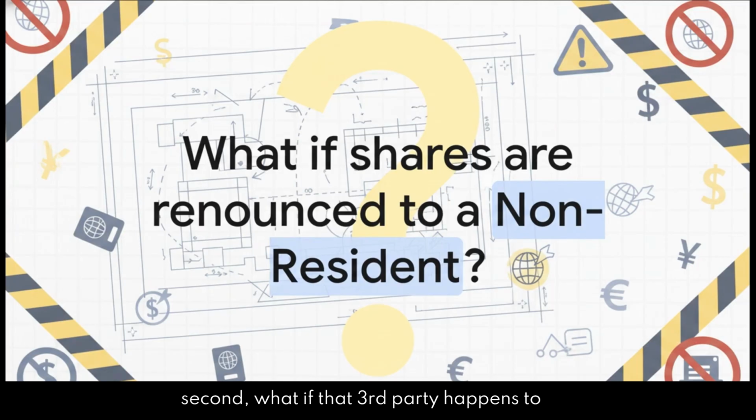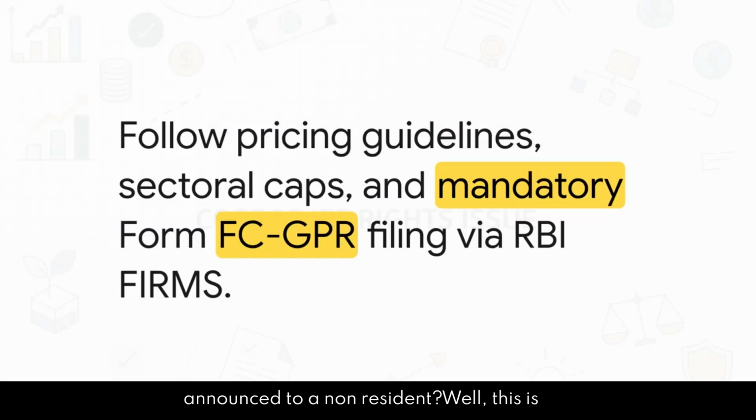But wait a second, what if that third party happens to live outside the country? This is exactly where our architectural blueprint needs a giant flashing compliance warning sign. What actually happens when shares are renounced to a non-resident? Well, this is exactly where corporate law forcefully collides with the Foreign Exchange Management Act, or FEMA. The second you bring a non-resident into the mix, you immediately trigger FEMA Rule 7 under the Non-Debt Instruments, or NDI rules. Suddenly, you can't just issue those shares at whatever price you feel like. You absolutely must adhere to strict, internationally recognized pricing guidelines, and you have to meticulously check sectoral caps for foreign investment. Crucially, and you really don't want to miss this, once those shares are allotted to the non-resident, you've got exactly 30 days to file Form FC-GPR via the RBI's FIRMS portal.